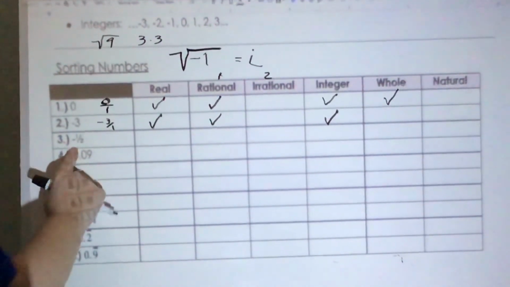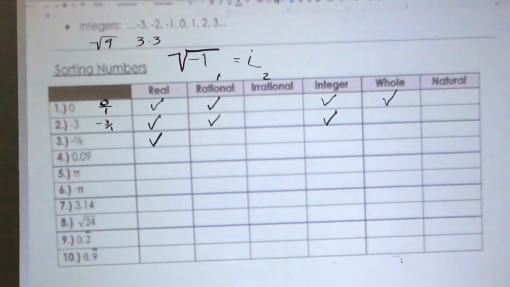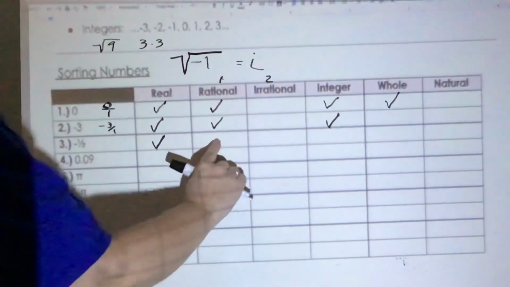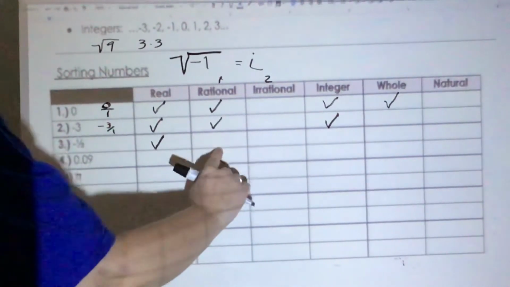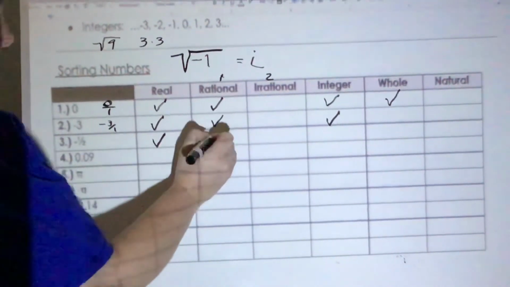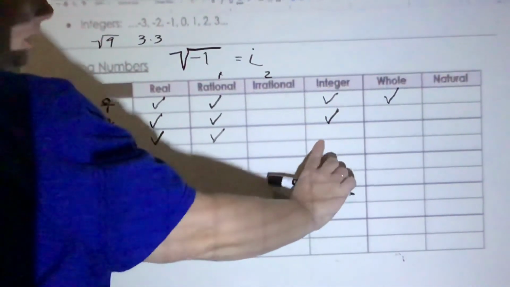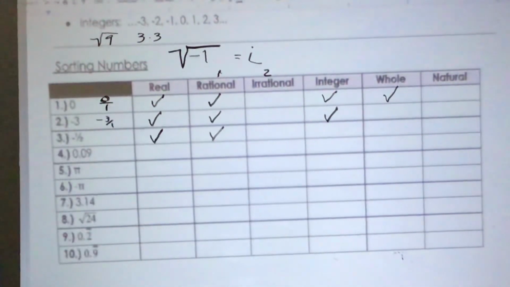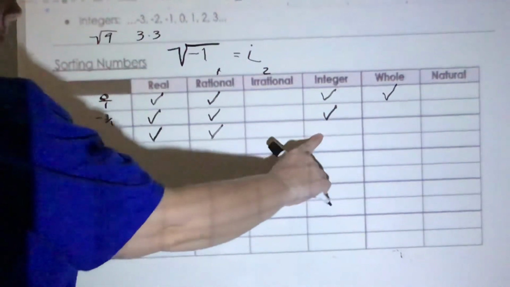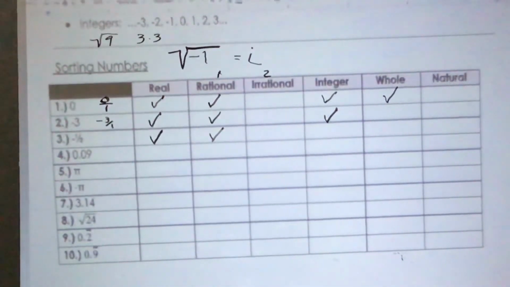-1/2 is our next number. -1/2 is real because it's not the square root of a negative. We have to decide between these two, and we're going to choose rational because it is a fraction. Integers have to be numbers that don't include fractions, so it's not an integer, so it's not a whole number, and it's not a counting number or a natural number.